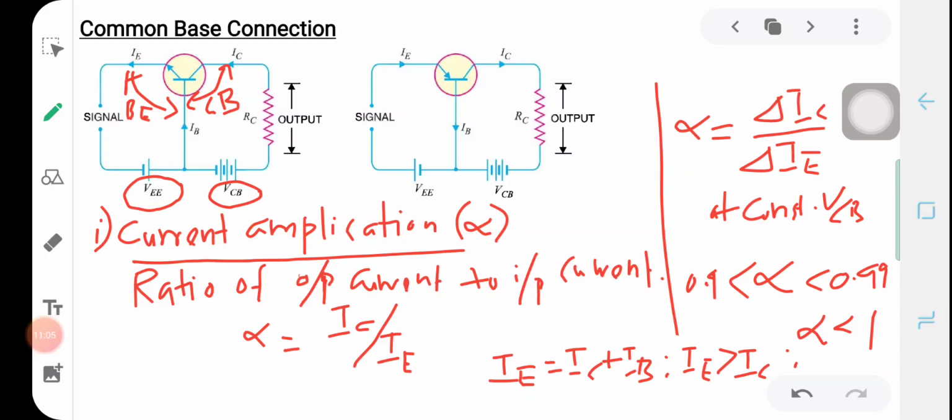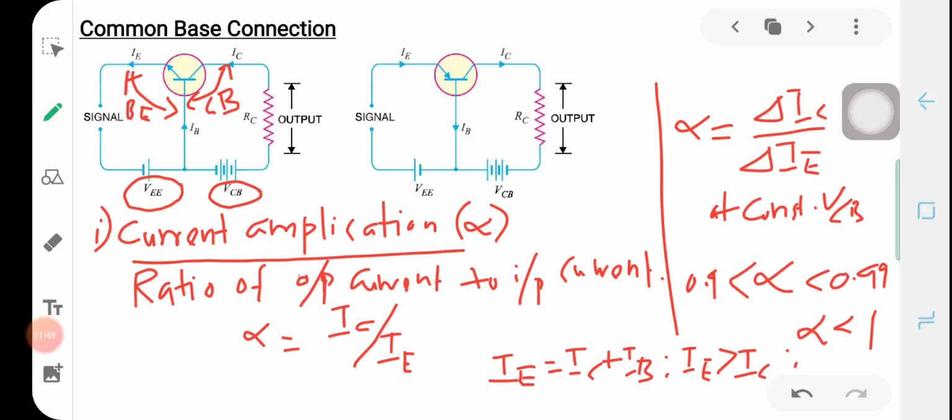Amplification means the output will be greater than the input, but if you consider the current, the output current is less than the input current. So usually, since the value of alpha is less than 1, the current amplification is less than 1, but still the voltage will be amplified, since this collector current appears across the output where we have a high resistance. So we will have voltage gain and power gain in the case of a common base connection.